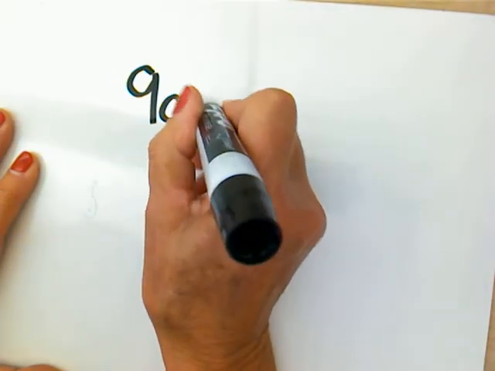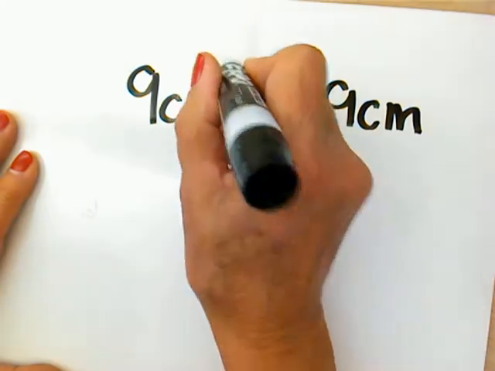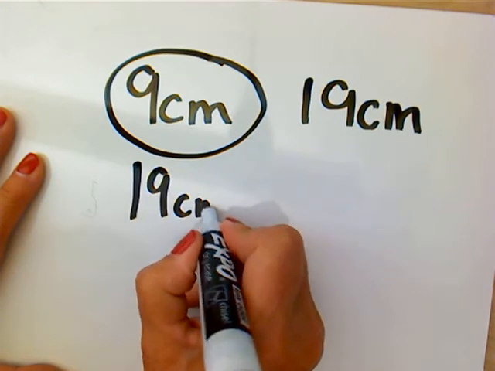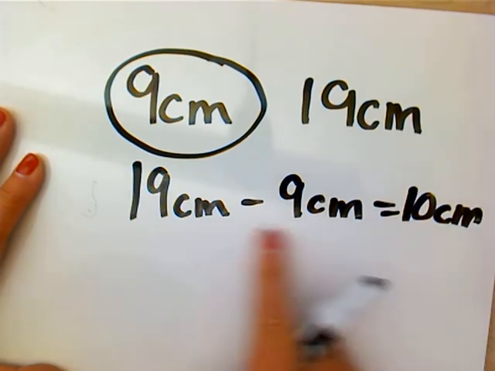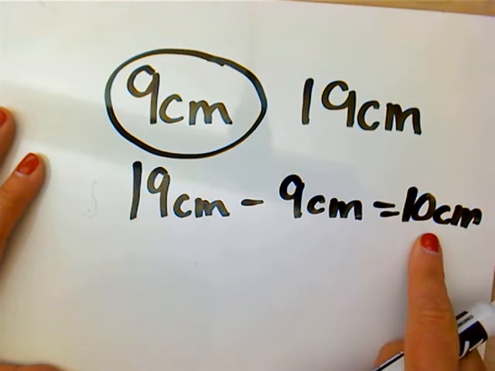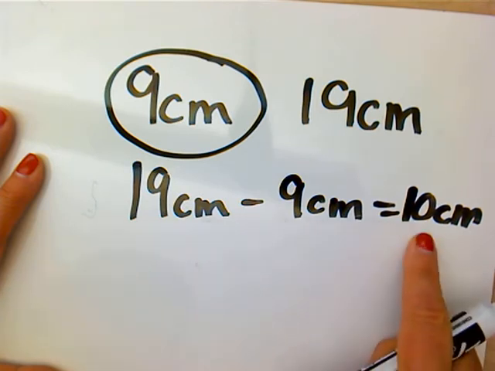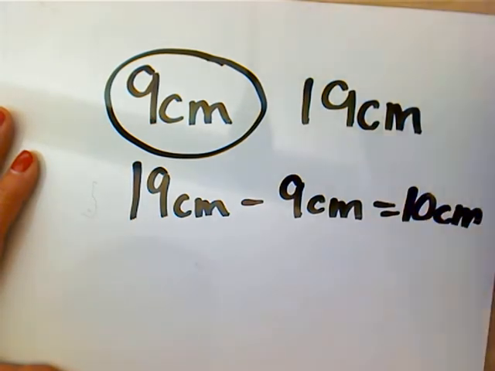Okay, should we try another one? Let's do 9 centimeters and 19 centimeters. If you said 9 centimeters is shorter than 19 centimeters, that would be correct, because 19 centimeters take away 9 centimeters would give me 10 centimeters. I know that 9 centimeters is 10 centimeters shorter than 19 centimeters, and 19 centimeters would be 10 centimeters longer than 9 centimeters. All right, so now that we're going to start practicing some subtraction skills, we will move on to our next step.